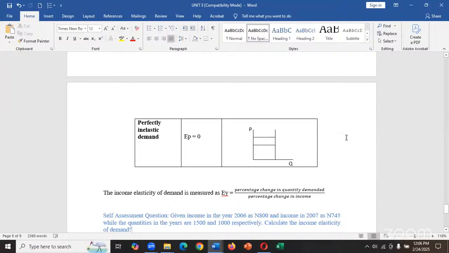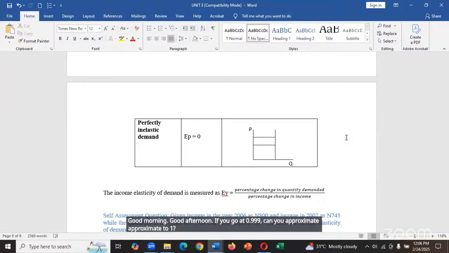Good morning, good afternoon, ma. If you have a figure as 0.999, can we approximate it to 1? Or we'll just leave it as inelastic demand?